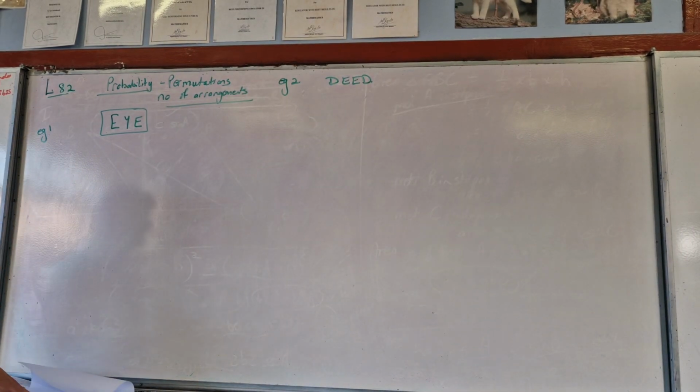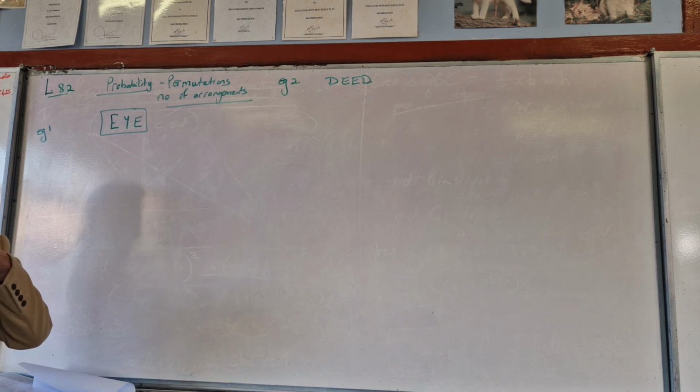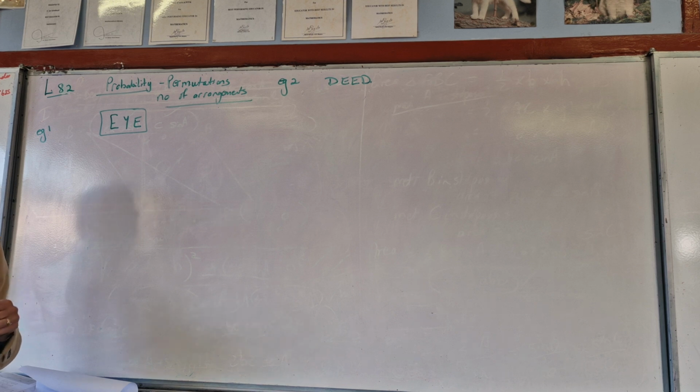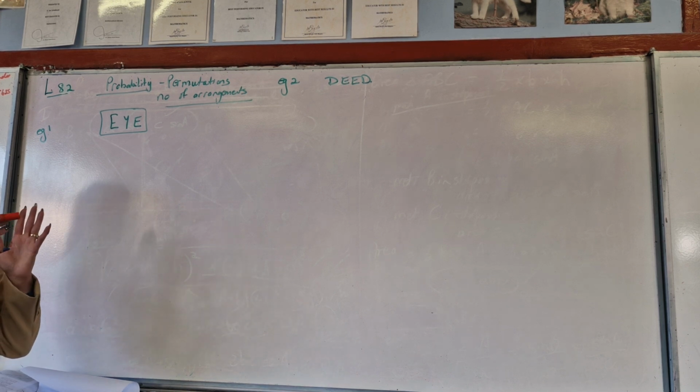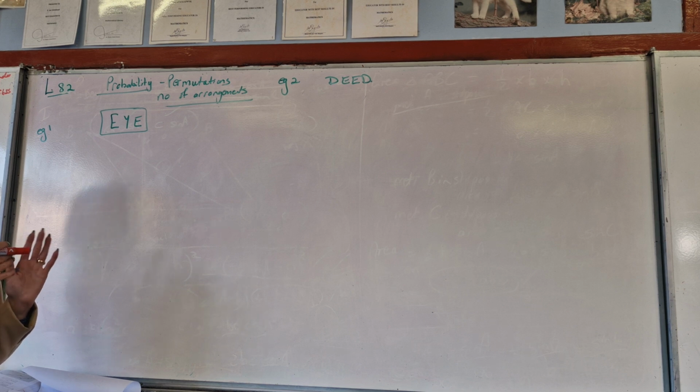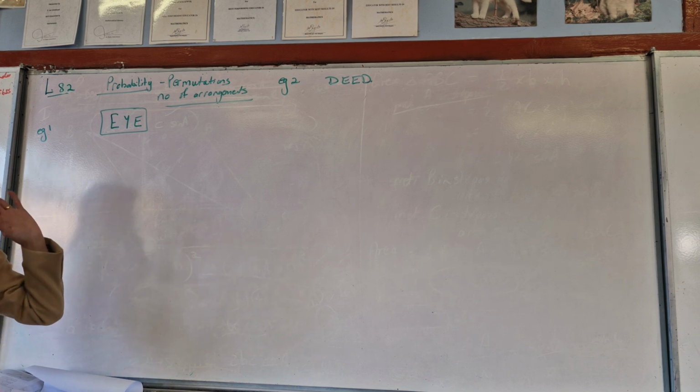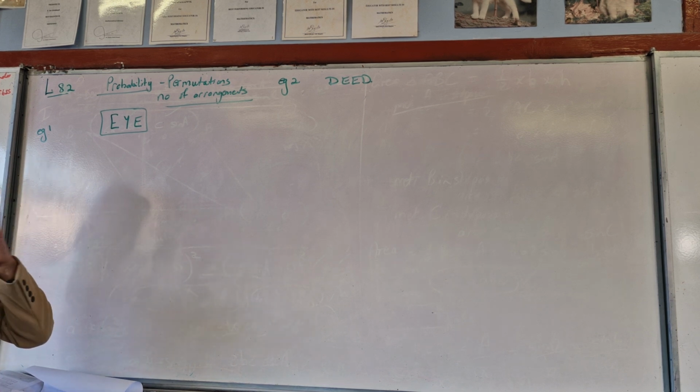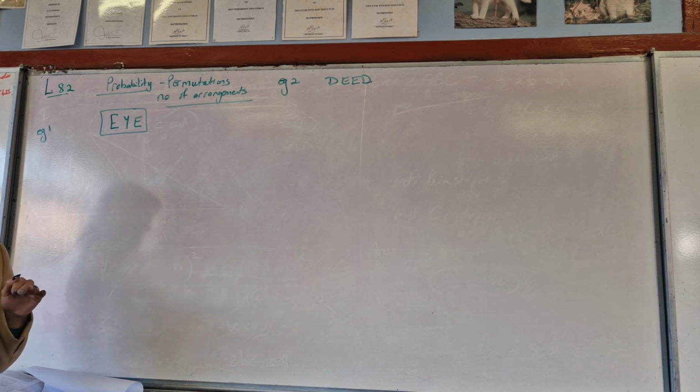Grade 12 probability, we are busy finding out in how many ways objects can be arranged. Now we're looking at the number of arrangements if there are things that are identical. So if you had any three objects, doesn't matter what they are, but they were not the same, in how many ways can you then arrange them?